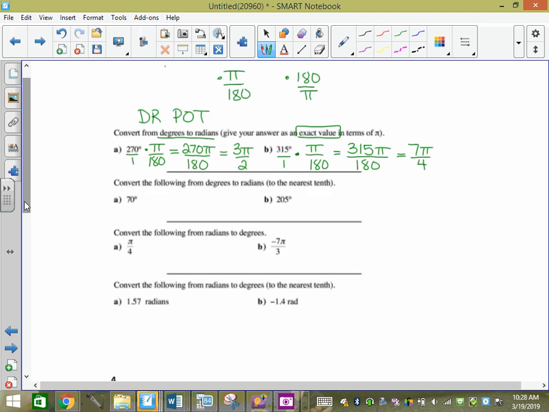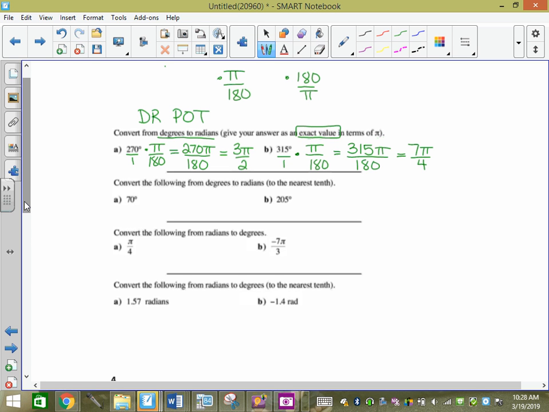So why would they ever, for the second part, ask us to convert the following from degrees to radians to the nearest tenth? Why the heck would they ever ask us to the nearest tenth? Because nearest tenth means rounded, which means not as good as exact, which means not as accurate. Why would we ever have to round to the nearest tenth? What do we have on our unit tests and on our diplomas? Numerical response. That is the only reason.